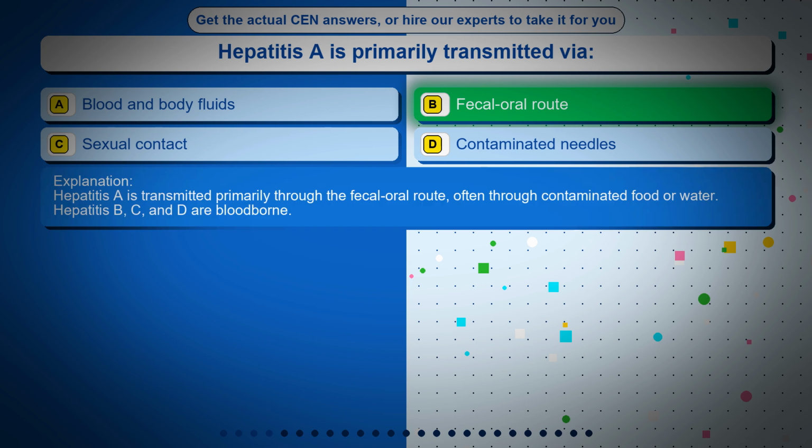Hepatitis is transmitted primarily through the fecal-oral route, often through contaminated food or water. Hepatitis B, C, and D are bloodborne.